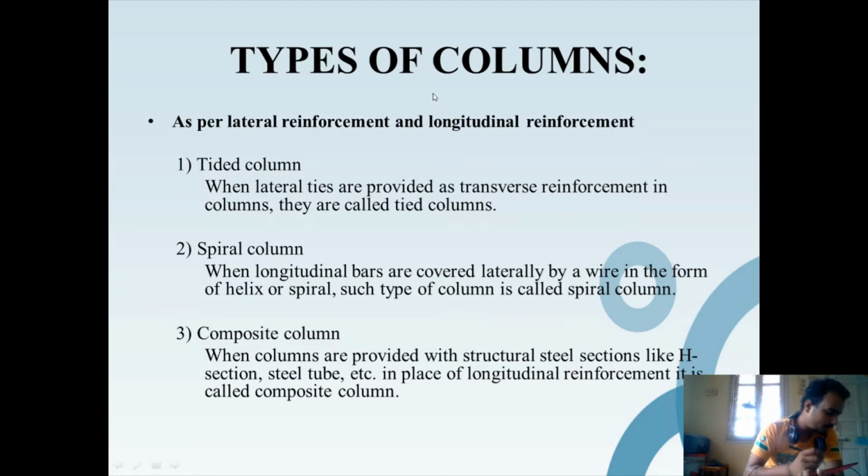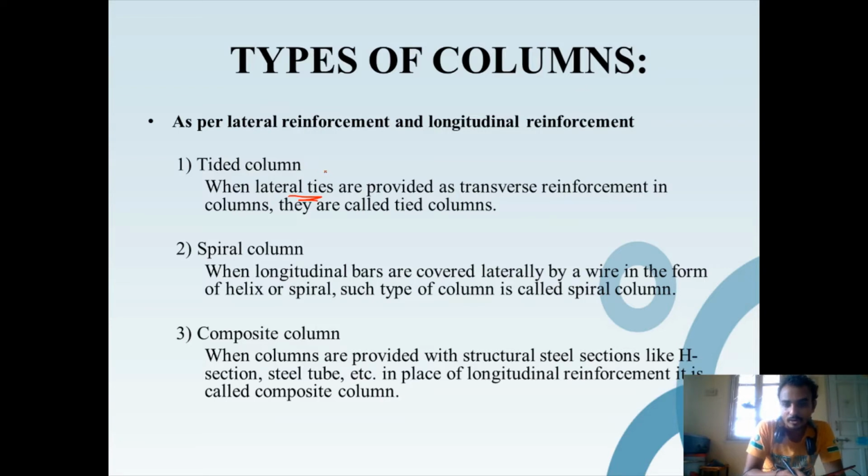Next, tied column, untied column, spiral column, composite column. When lateral ties are provided, lateral ties mean stirrups, like stirrups in a beam. So when lateral ties are provided we call it a tied column.